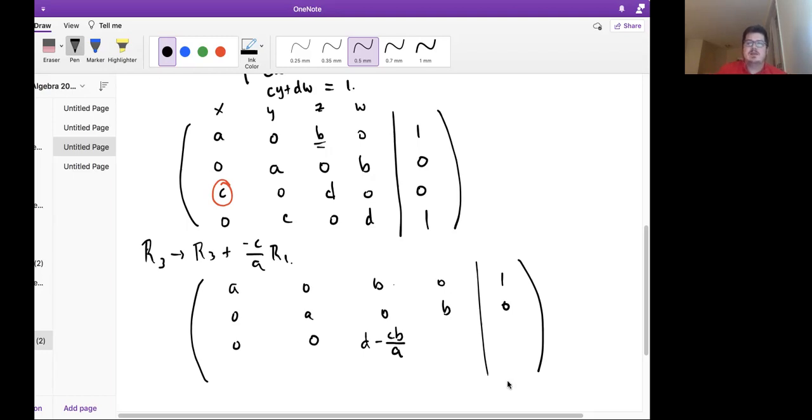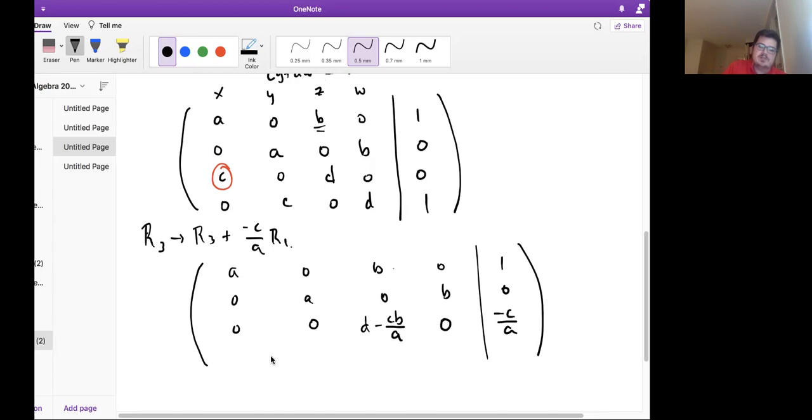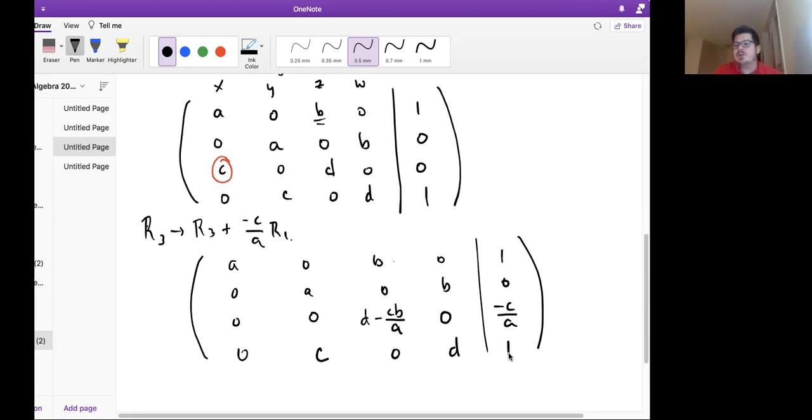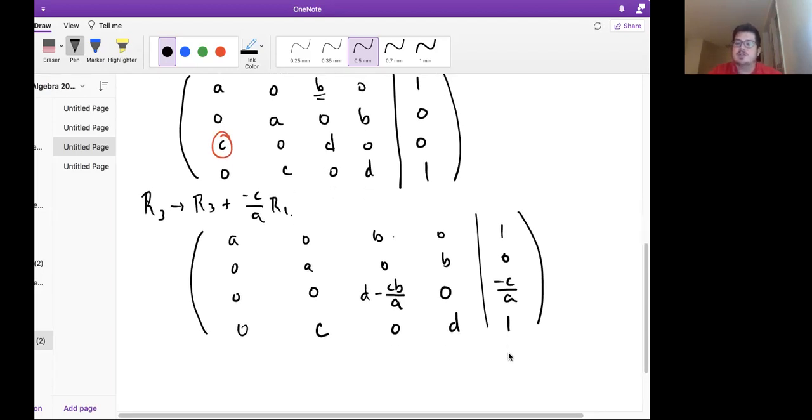Okay. Next entry is 0. And then what's the next entry, the last one in the column at the end? It's a little harder to conceptualize when there are no numbers. Yeah, this one is just negative C over A. All right, and then we have 0, C, 0, D, 1. So now that we know how to do row 3, the next operation might feel easier.